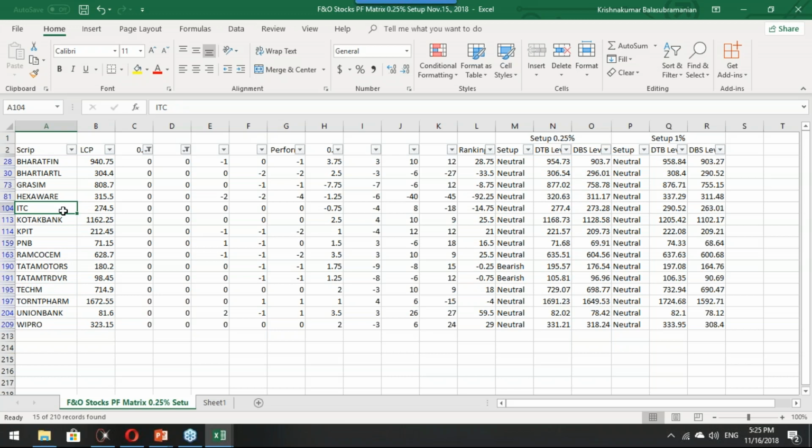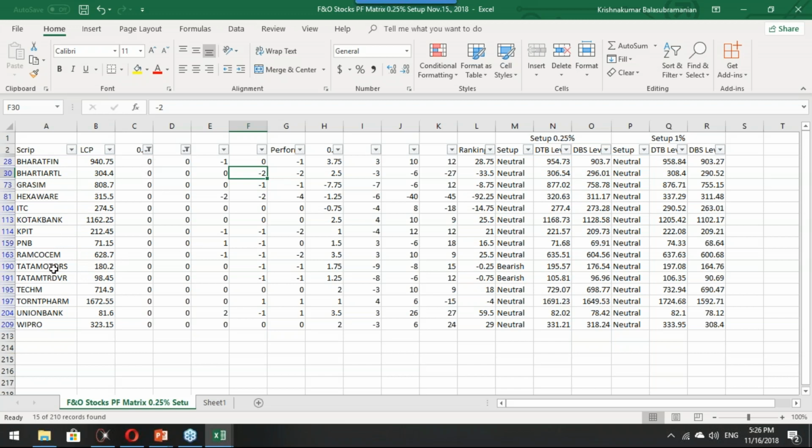So is the case with ITC and Kotak Bank also, right? So Bharti Airtel, if you notice, has a score of zero in three of the box sizes and a score of -2 in the fourth box size. So these are the candidates wherein you can see a potential breakout pretty soon.